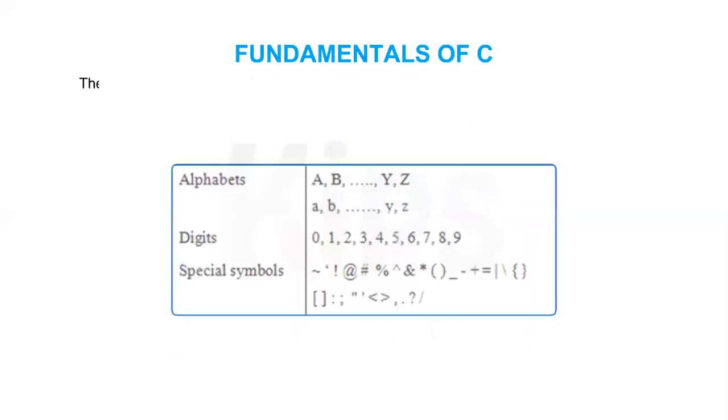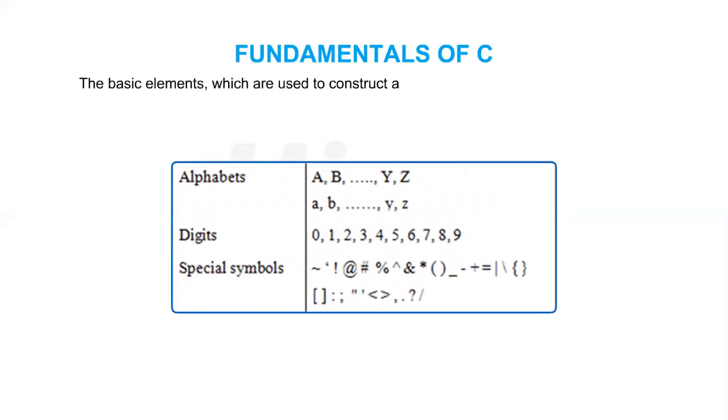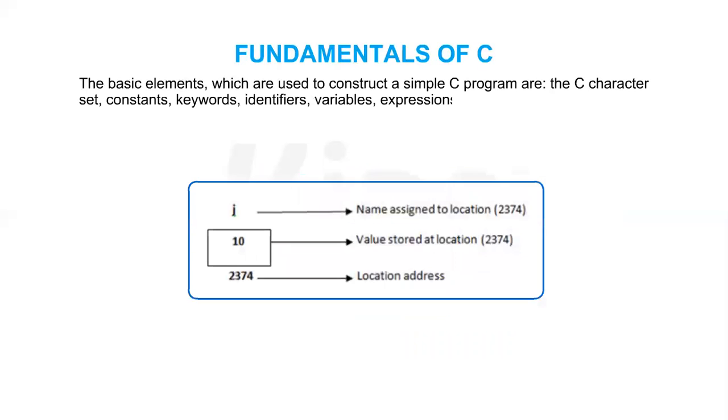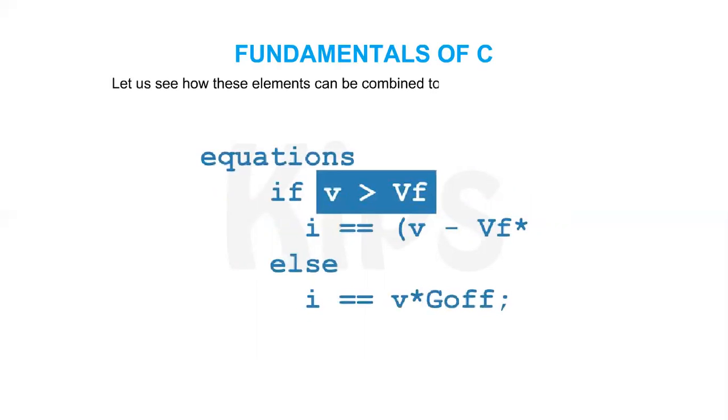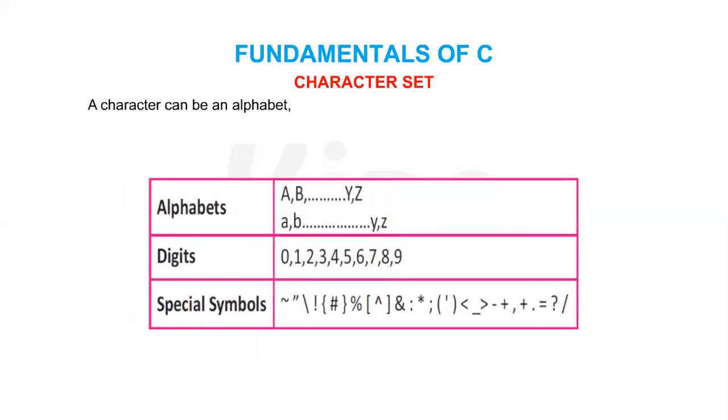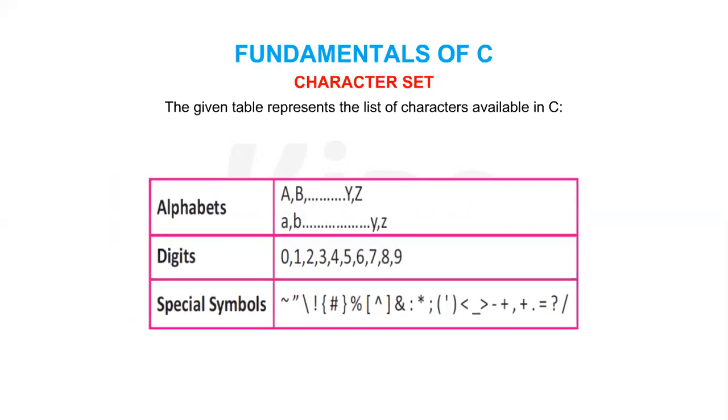Let us understand fundamentals of C. The basic elements which are used to construct a simple C program are the C character set, constants, keywords, identifiers, variables, expressions, and statements. Let us see how these elements can be combined to form more comprehensive program components. Character set. A character can be an alphabet, digit, or any special symbol which is used to represent information. The given table represents the list of characters available in C.